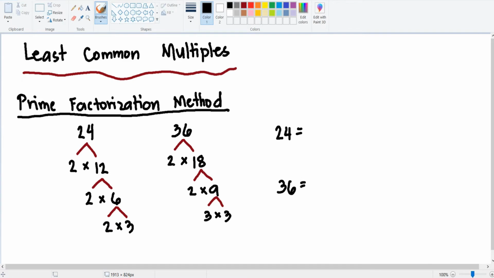Okay, let's start with 24. We have 2, another 2, another 2, and 3. Now let's try to write it beside 24. So we have 2 times 2 times 2 times 3. Now we're done with 24. Let's go with 36. We have 2, 2, 3, and 3. So let us write them down beside 36. So we have 2 times 2 times 3 times 3.